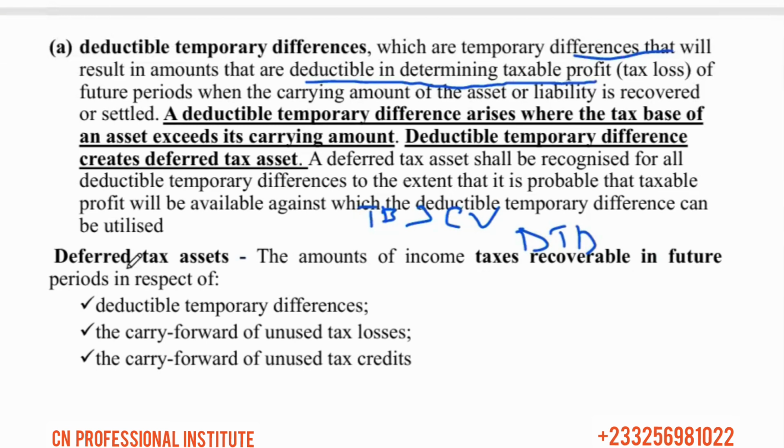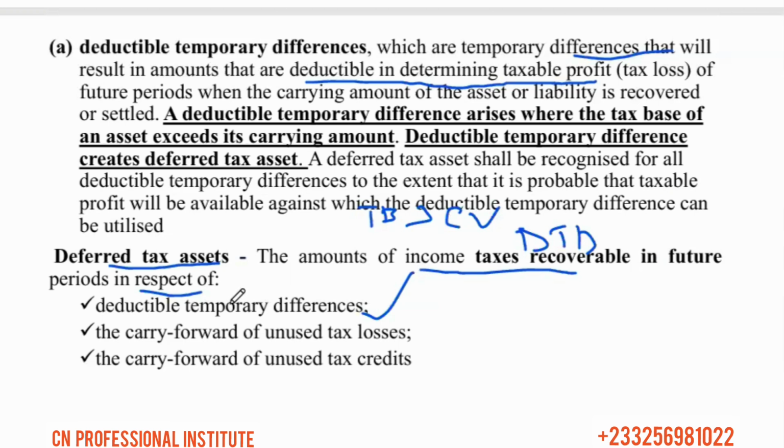Deferred tax asset, right? We say deferred tax asset is the amount of income taxes recoverable in future periods in respect of deductible temporary differences. So it says deferred tax asset is the amount of income tax recovered or recoverable in the future as a result of deductible temporary differences. So we said deductible temporary differences will create a deferred tax asset, right?